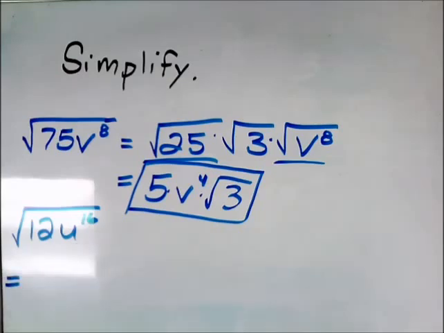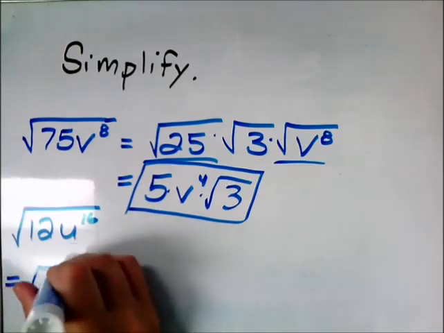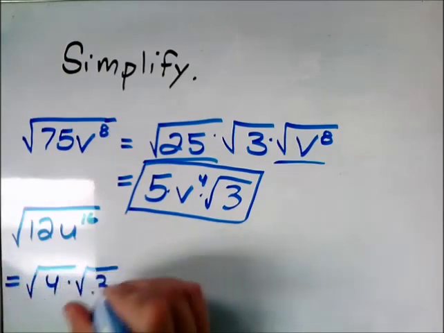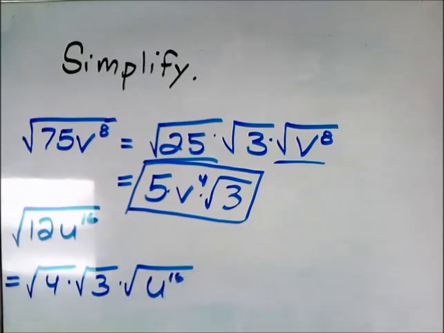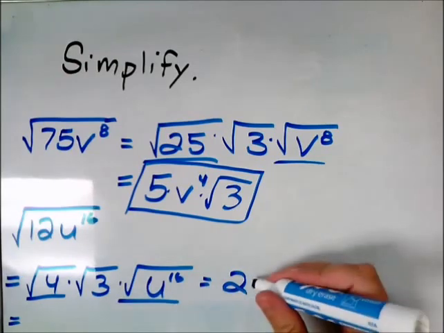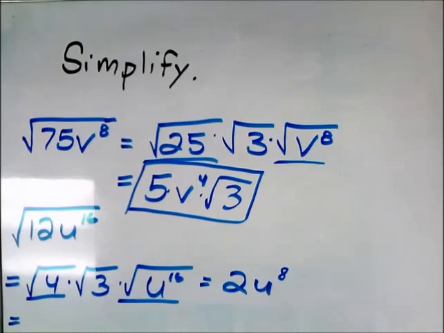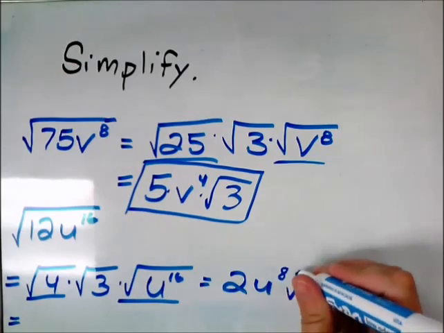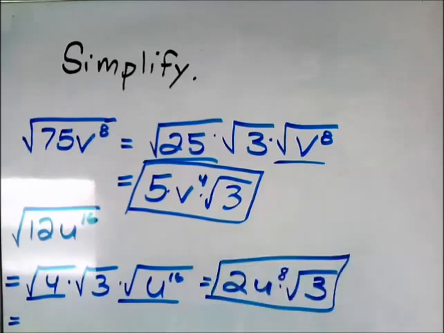Alright, so with 12u to the 16th, let's try this one. I can't take the square root of 12, but if I break it up as 4 and 3, and then I can take the square root of u to the 16th because it's at least an even amount. And so now we'll take all the parts we can do. So square root of 4 is 2. Square root of u to the 16th is u to the 8th. If I did this times itself, it would give me 16 of them. And then the square root of 3 is just stuck under there, nothing I can do with it. So 2u to the 8th square root of 3.